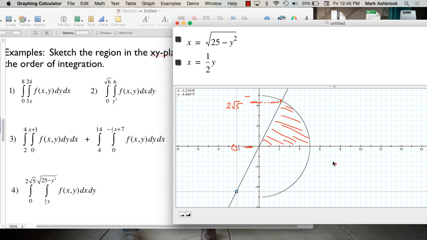Okay, and we want to switch it. So this is x equals radical 25 minus y squared, and what is that in terms of y equals x? If you do the math, you get the exact same thing. And x equals 1/2 y means y equals 2x. So now, what's our type 1 going to be like?